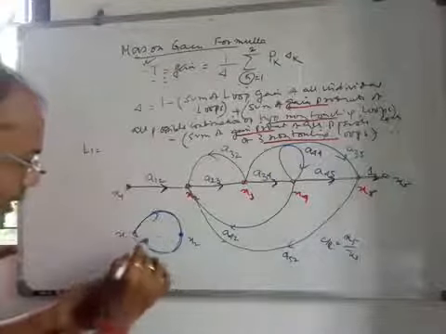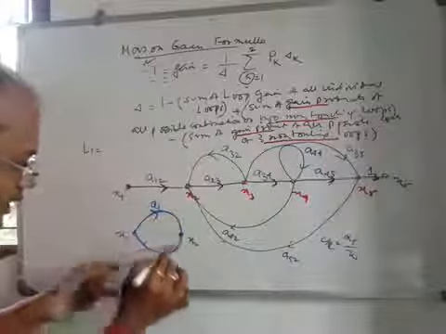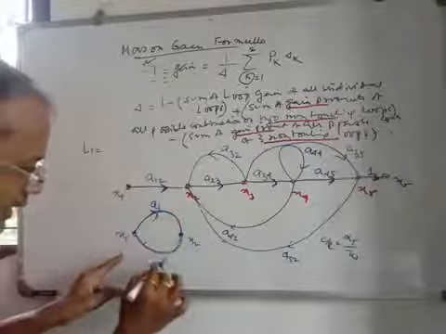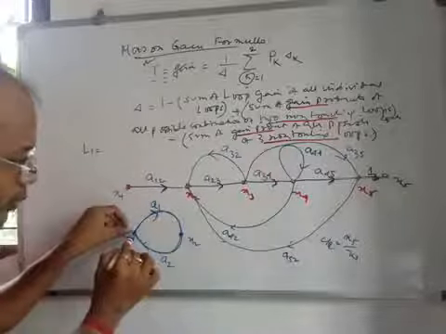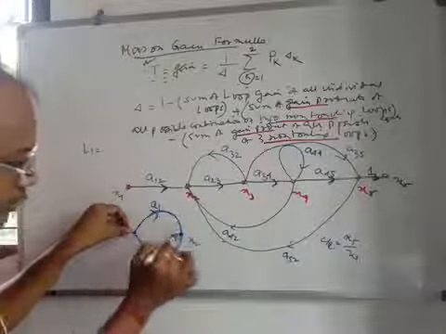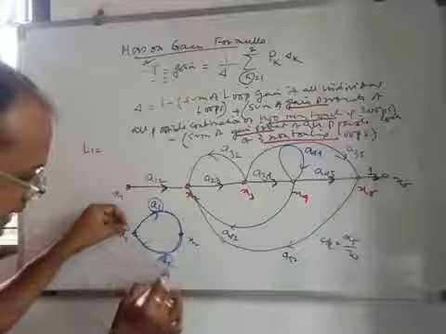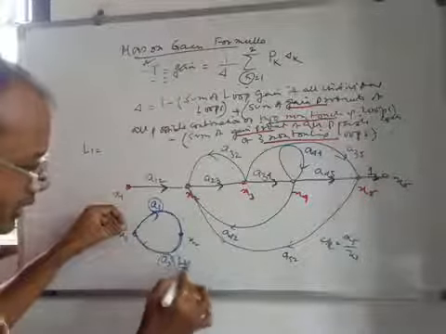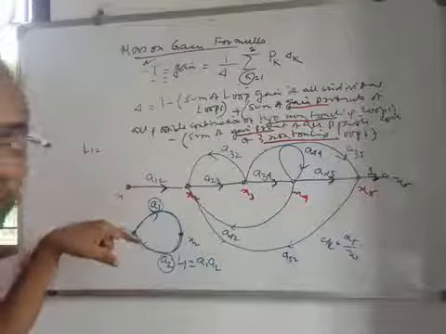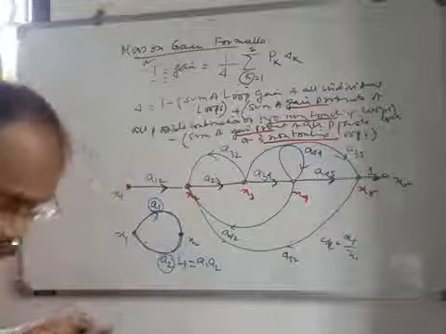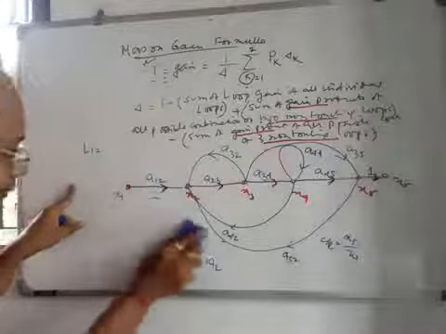Say for example x1 to x2 is a path having gain a1, and x2 to x1 has gain a2. So what is the loop gain? This loop consists of two branches, x1 to x2 having gain a1 and x2 to x1 having gain a2. So the loop gain L1 is a1 into a2. This is the concept of a loop and loop gain, and individual loop gains are considered as, for example, L1.